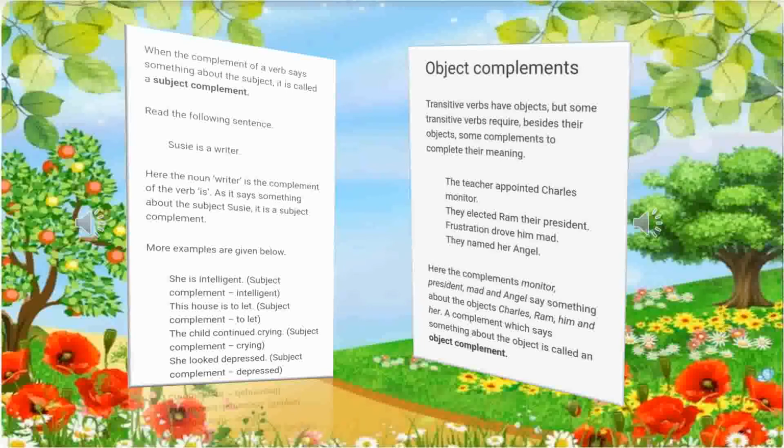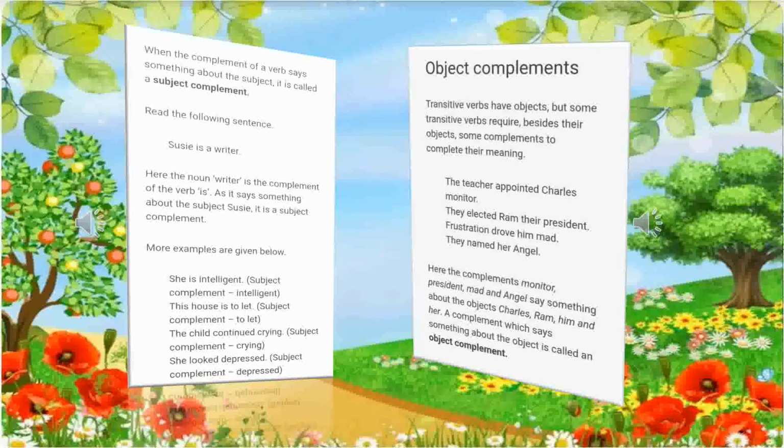See the following examples. The teacher appointed Charles monitor. They elected Ram their president. Frustration drove him mad. They named her Angel. All these sentences already have an object, like in the first case Charles, second case Ram, third case him, fourth case her, etc. But even after the given object, we have added some complement in order to complete the meaning of the sentence, like monitor, president, mad, angel, and so on.